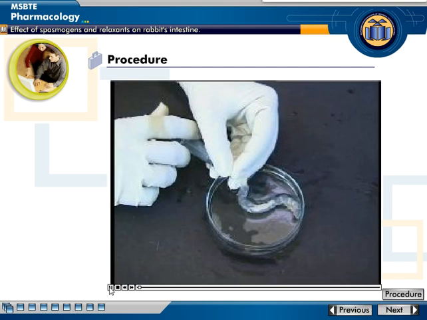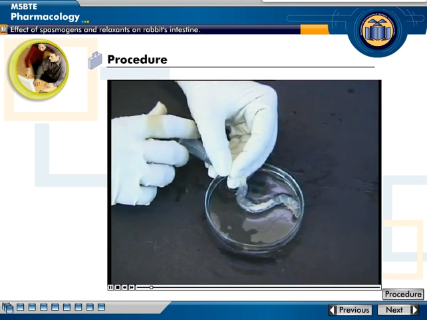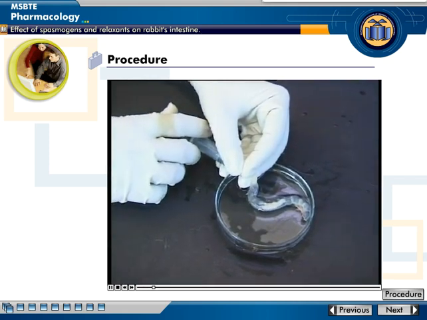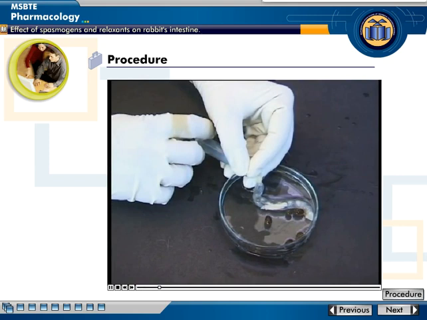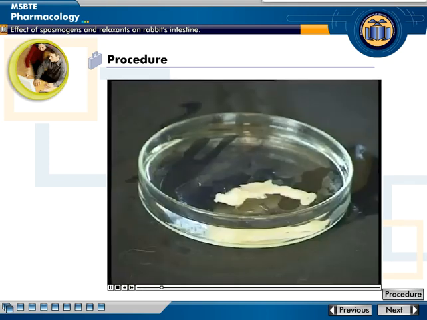To study the effect of spasmogens and relaxants on rabbit intestine, isolate the jejunum of small intestine. Clean the contents of jejunum with Tyrode solution in a syringe. Avoid any damage to smooth muscle lining of jejunum. Take a piece of jejunum about 2 to 3 cm long. Ensure the lumen of the jejunum is clean and open.